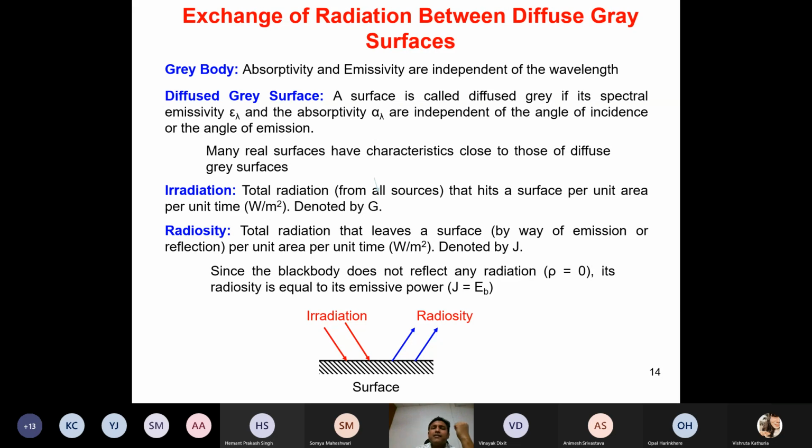So irradiation is the radiation from all sources that hits a surface per unit area per unit time, and the unit is watt per meter square. So the unit is the same as emissive power, but it is denoted by capital G.